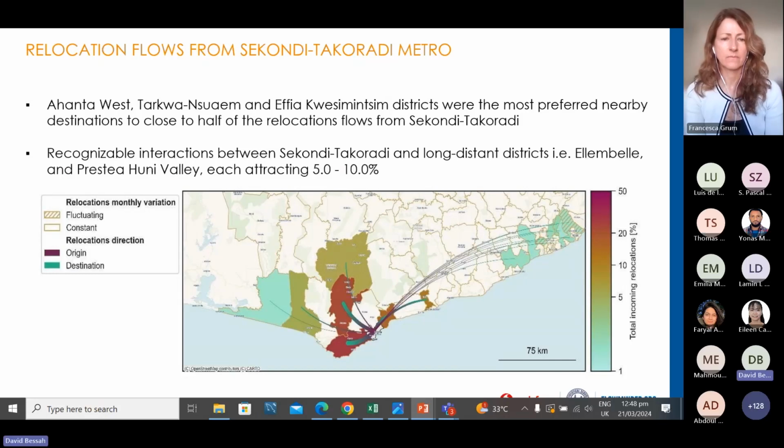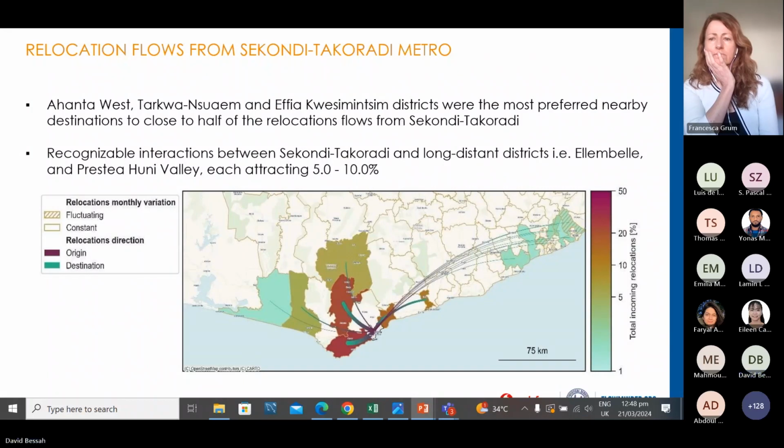Western region was also looked at because it also has a harbor. So Sekondi-Takoradi being the metro in the Western region, we needed to see how the relocation flow is with the others. And again, we noticed that the majority of the flows were to the neighboring regions and districts, but also an interaction with districts in Greater Accra.